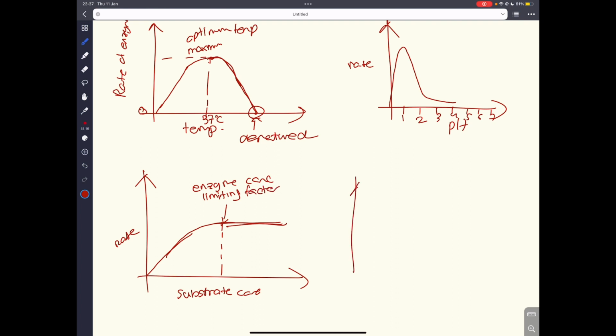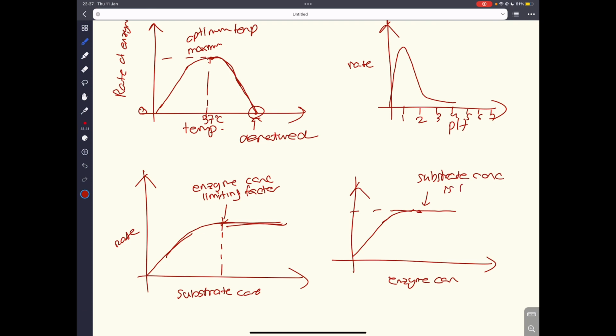Now the same goes for the enzyme concentration as well. As you increase the enzyme concentration, there are more enzymes, so the reaction can work faster and more efficiently. However, the graph will also flatten out or level out like this. And at this point, we can say that the substrate concentration is the limiting factor.